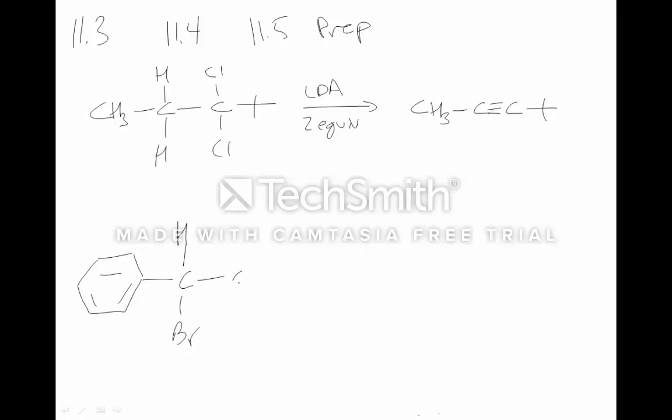LDA, 2 equivalents, right? We get an alkyne. Okay, you can have a geminal dichloride or a geminal dibromide, or you can have a vicinal, meaning they're on different carbons. It doesn't matter. Potassium tert-butoxide, 2 equivalents, same idea. And we can get our phenyls on either side of the alkyne. Okay? So that's just a review of preparation.